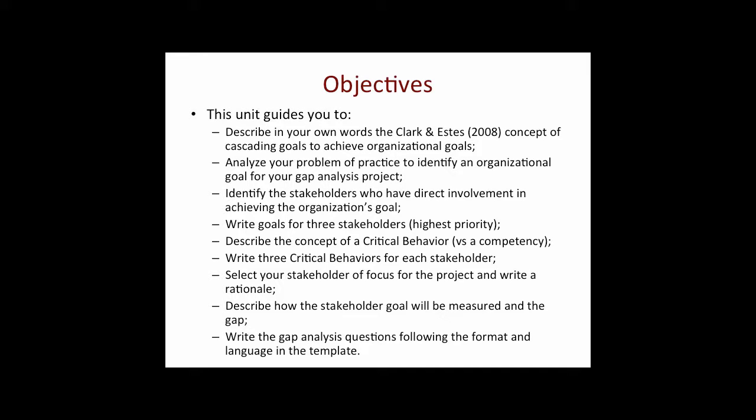So in this unit, you should be able to do a number of things by the end. Describe the Clark and Estes concept of cascading goals, and analyze your problem of practice to identify your organizational goal and the stakeholders who have direct involvement in achieving it. You should be able to write the goals for the stakeholders, and you are going to choose the top three stakeholders, the ones who have the highest participation in achieving the organizational goal. Although there may be many, you're going to just choose three to make this project manageable.